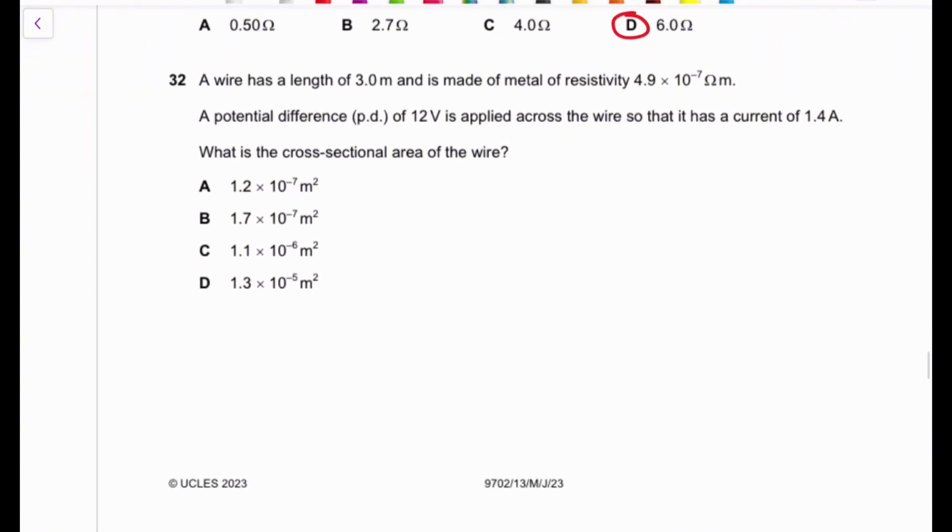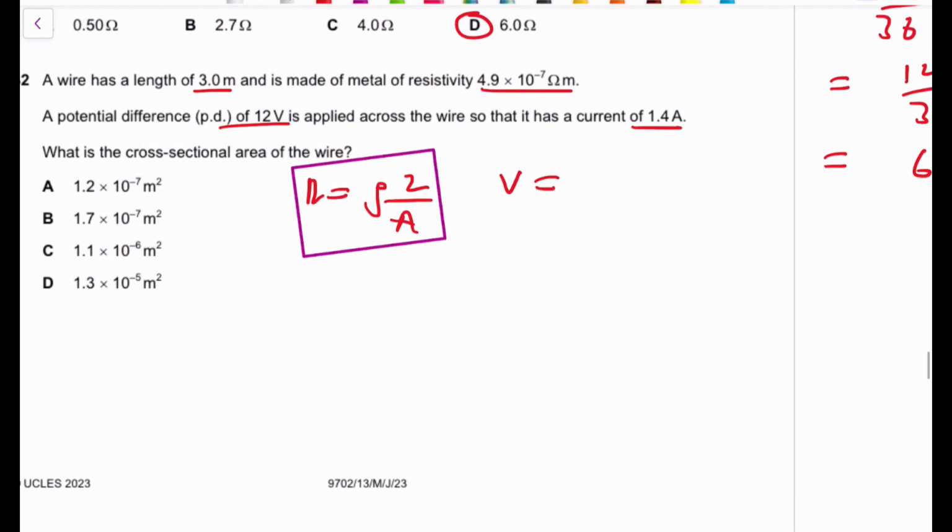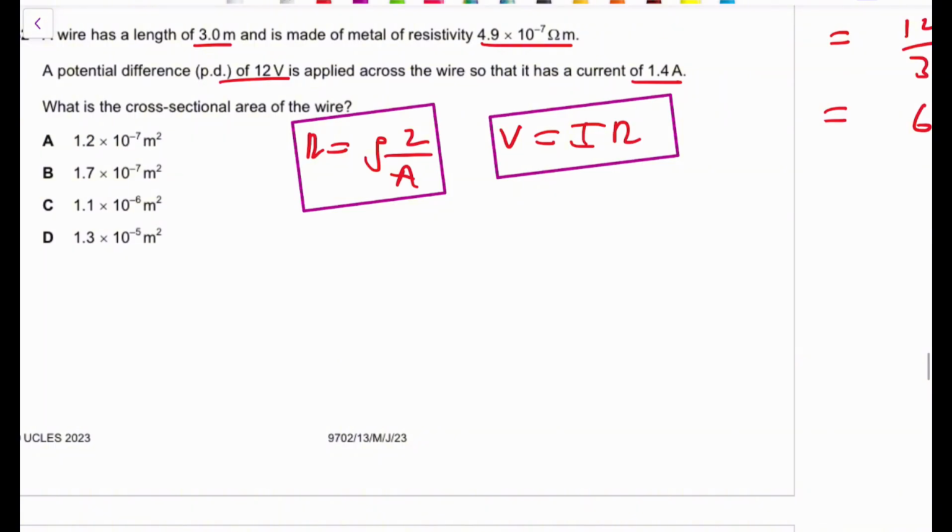Okay, moving on, we've been given a wire of length 3 meters. Resistivity is given, and the potential difference is given so that it has a current of 1.4. What is the cross-sectional area of the wire? We know that resistance is equal to rho L divided by A. This is our first equation. We also know that V is equal to IR. This is our second equation. So the value of R will be 12 divided by 1.4, about 8.57 ohms, right?